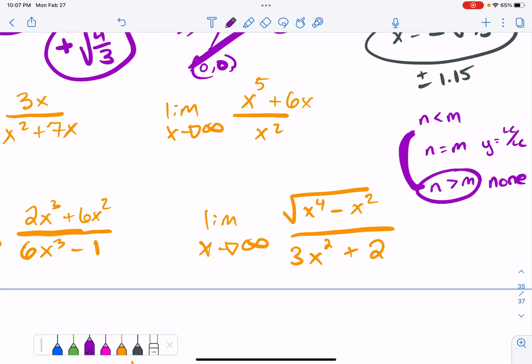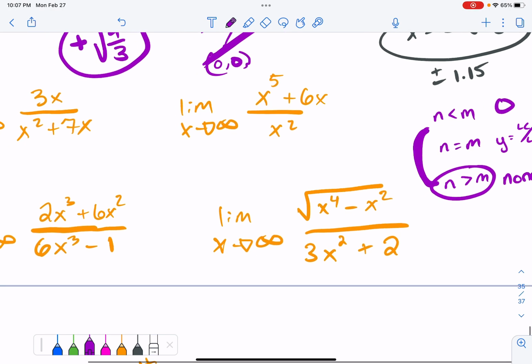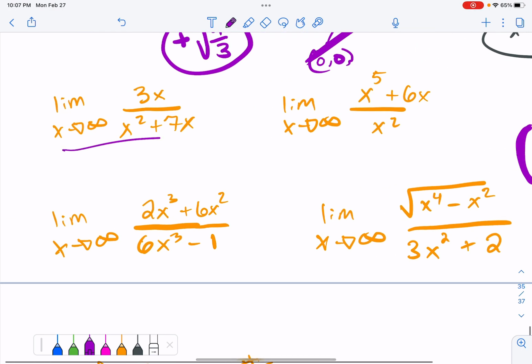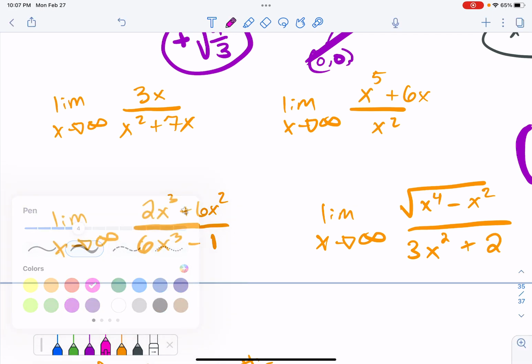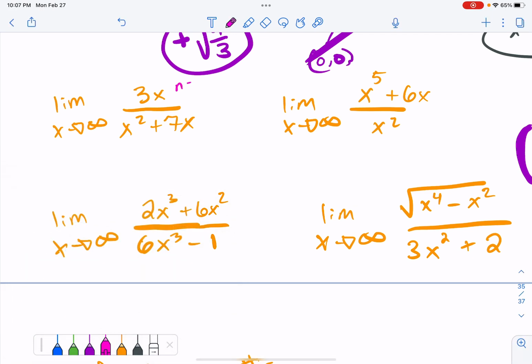If the top is smaller, then it's 0. Okay, so my limit's going to be 0. All right, so remember those rules when you're going through and doing these. Let's figure out what these are. If you want to try them on your own, go for it. Here we go. N, in this case, is 1, because it's to the first power. M is 2, which means this is a 0 limit. Okay, it's going to level out to be 0.